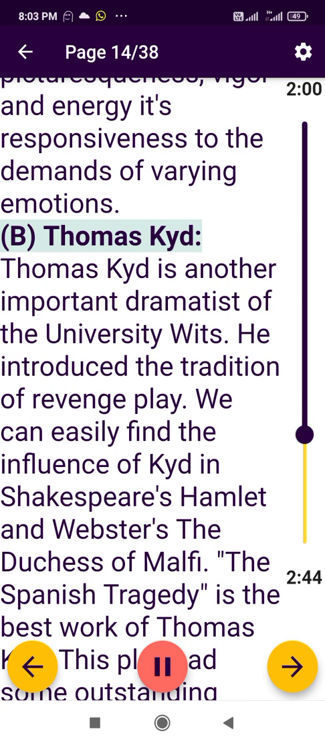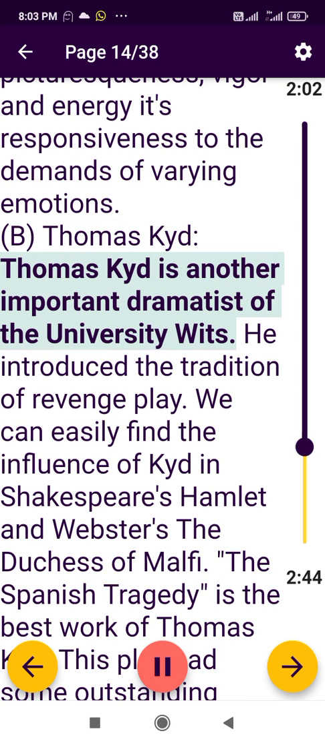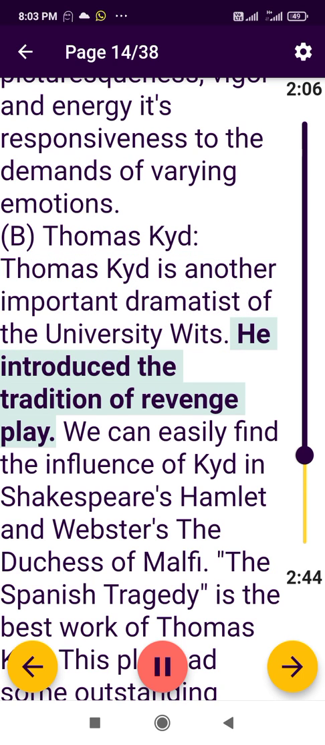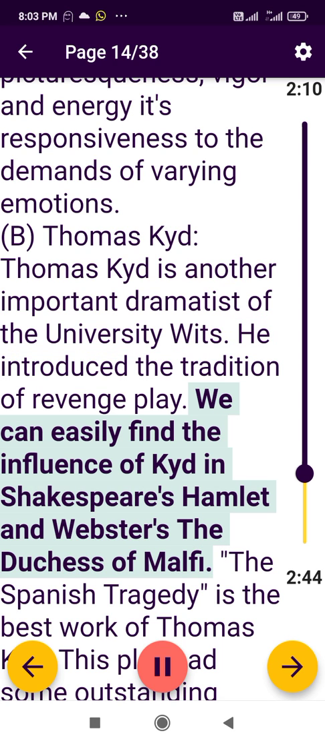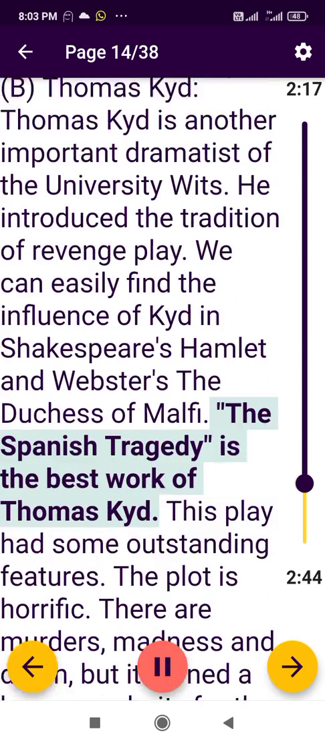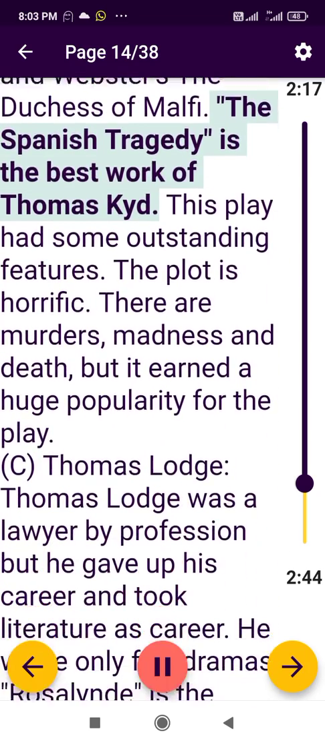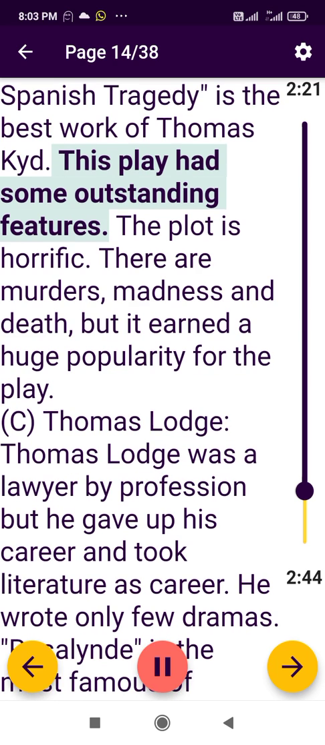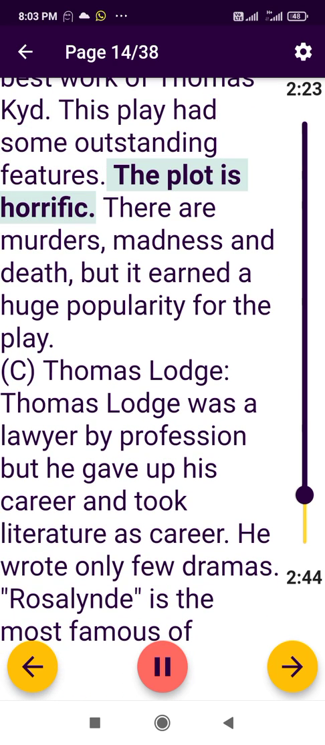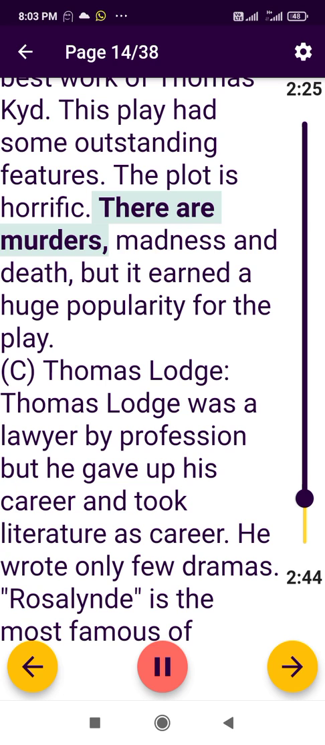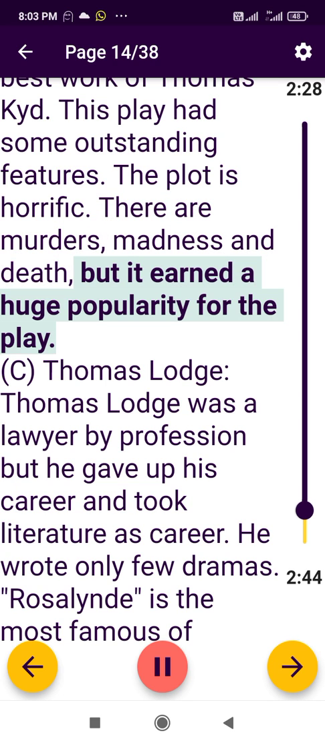B. Thomas Kyd. Thomas Kyd is another important dramatist of the university wits. He introduced the tradition of revenge play. We can easily find the influence of Kyd in Shakespeare's Hamlet, and Webster's The Duchess of Malfi. The Spanish Tragedy is the best work of Thomas Kyd. This play had some outstanding features. The plot is horrific. There are murders, madness and death, but it earned a huge popularity for the play.